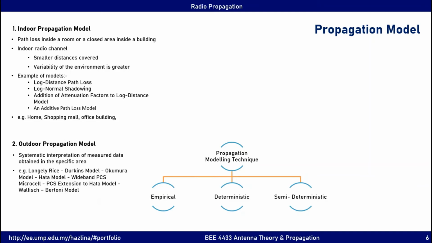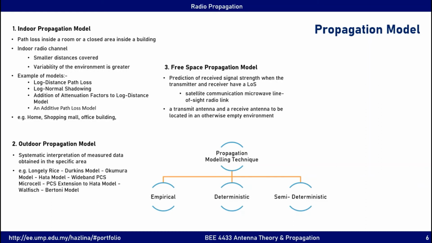The outdoor propagation model is a systematic interpretation of measured data obtained in a specific area. Outdoor radio transmissions take place over irregular terrain. The terrain profile must be taken into consideration for estimating the path loss. Trees, buildings, and hills must be taken into consideration. Examples of this model include Longley-Rice, Durkin's model, Okumura model, Hata model, and wideband PCS microcell.